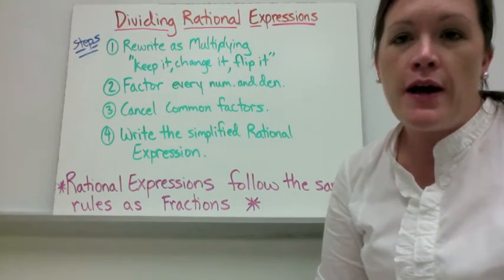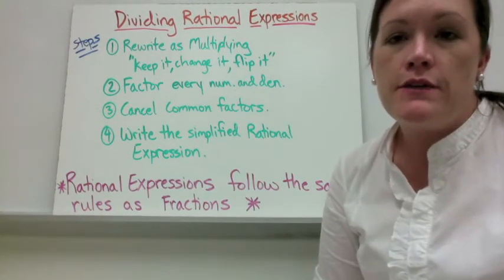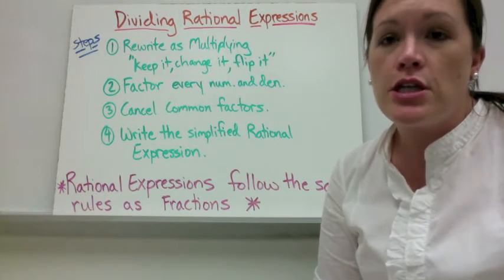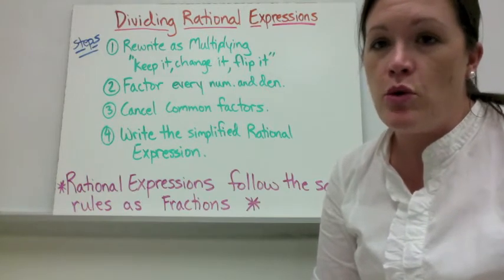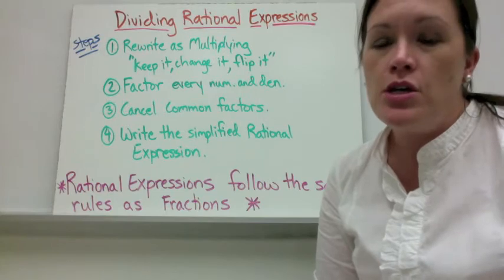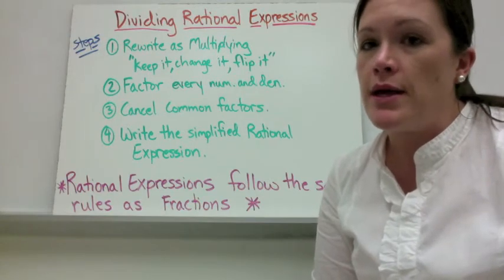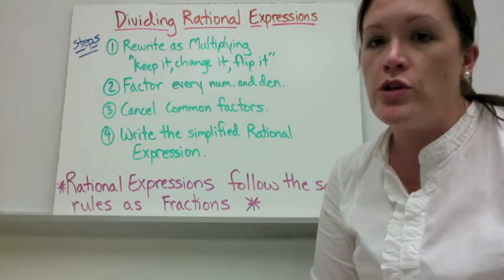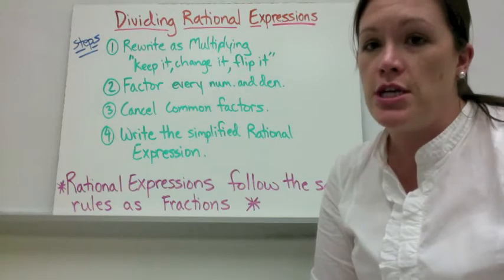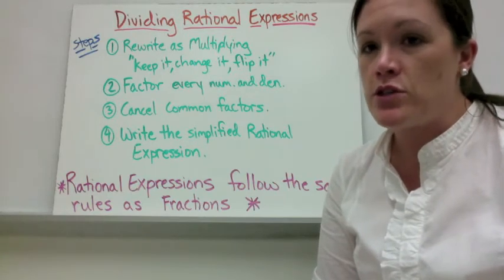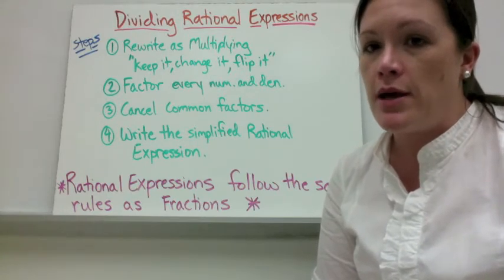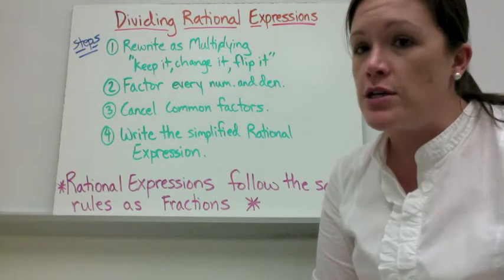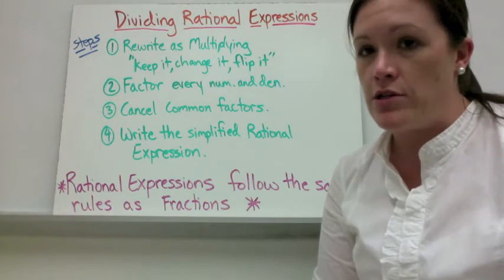Let's talk about dividing rational expressions. Dividing rational expressions can actually quickly be changed into multiplying rational expressions. You simply rewrite it as multiplying. If you remember with fractions, when you're dividing them, you can keep it, change it, flip it. That means you keep the first fraction, change it to multiplying, and then flip the second fraction. So now you have multiplying rational expressions.